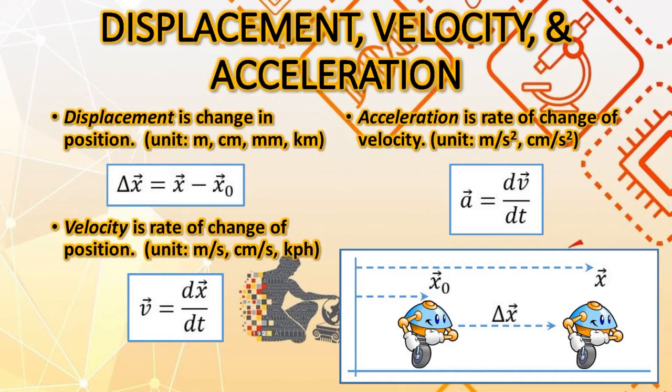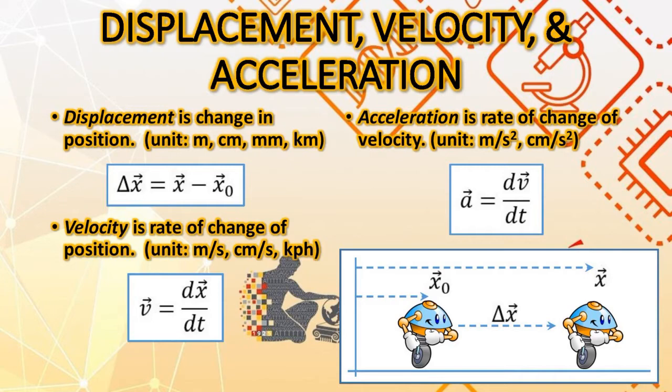When we look at how fast the object's position is changing with respect to time, we have the rate of change of position, which we refer to as the velocity of the object. Unit of position and displacement is unit of length, so you have meters, centimeters, millimeters, kilometers, and so on. Unit of velocity is meters per second, centimeters per second, kilometers per hour, and so on.